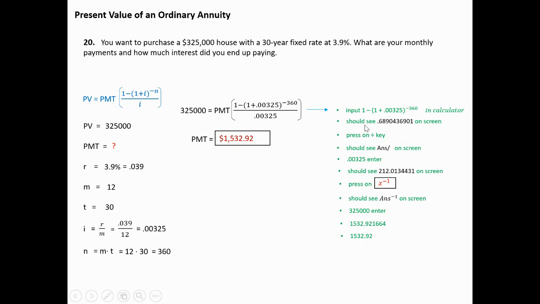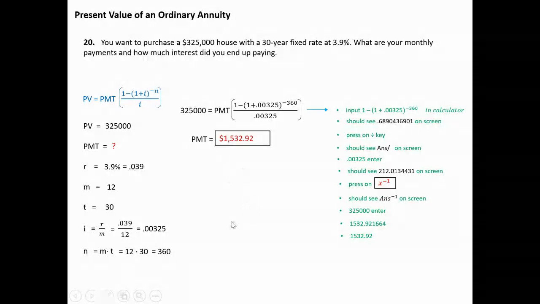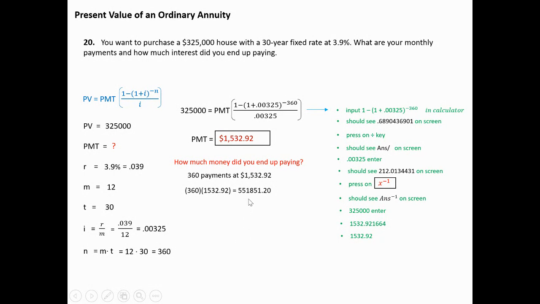Okay, now. So I got the first part right, but how much interest did you pay? Eventually, when you purchase a house, they're going to charge you interest on the $325,000. See how much money you actually paid. So there were 360 payments, right? 360 payments. So I'm going to multiply the 360 times the payment amount. This will give you $551,851.20. So that's how much you paid for the house, including the interest.